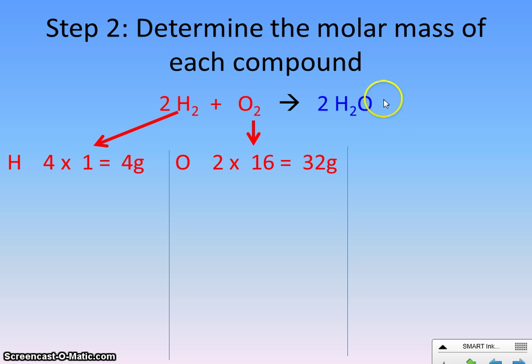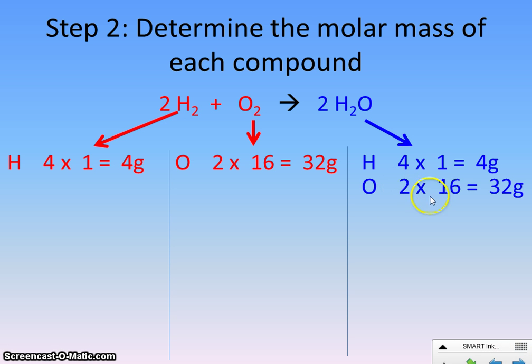Lastly, we have 2 water molecules, and we want to know how much mass that is going to have. So we're going to break this up. We have our hydrogens. How many hydrogens do we have? 2 times 2 is 4. So you have 4 hydrogens, each one with a mass of 1, 4 grams being contributed to these 2 molecules. And then you also have 2 times 1 for our oxygens. So you have 2 oxygens, each one weighing 16, which is 32. So the total mass of 2 water molecules is 36 grams. Okay, so that's step 2. You determine the molar mass of each piece in that equation.